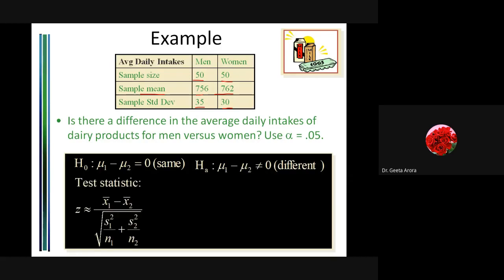Correct? Now the next thing is to write down the test statistic: x1 bar minus x2 bar divided by, now here you can see we have not taken sigma 1 and sigma 2, obviously they are not given here. We have s1 and s2. So if we write down what is given to us, 50-50, it looks like a 50-50 biscuit.